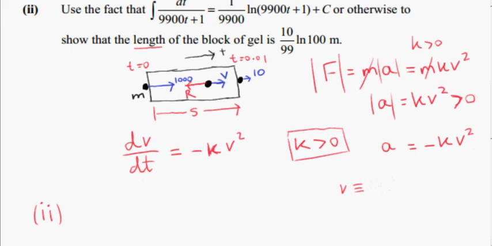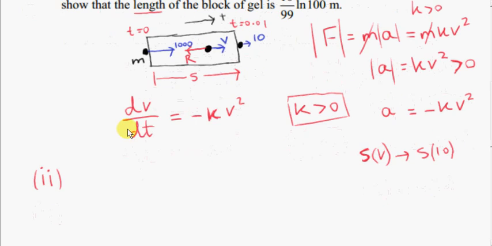We could have this the other way around actually. We could have s as a function of v, and what we're after is the distance s when v is 10. This is what we want. The distance travelled by the particle when v is 10 is the length of the block of gel. So let's go back over this again. We did this twice before.